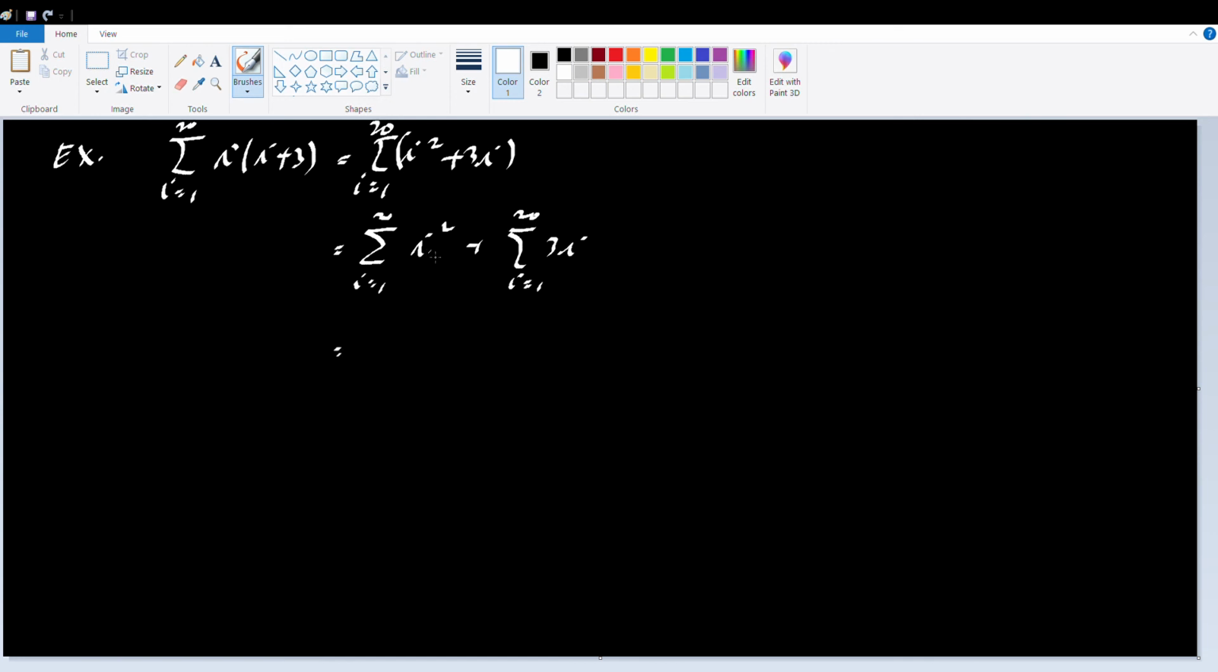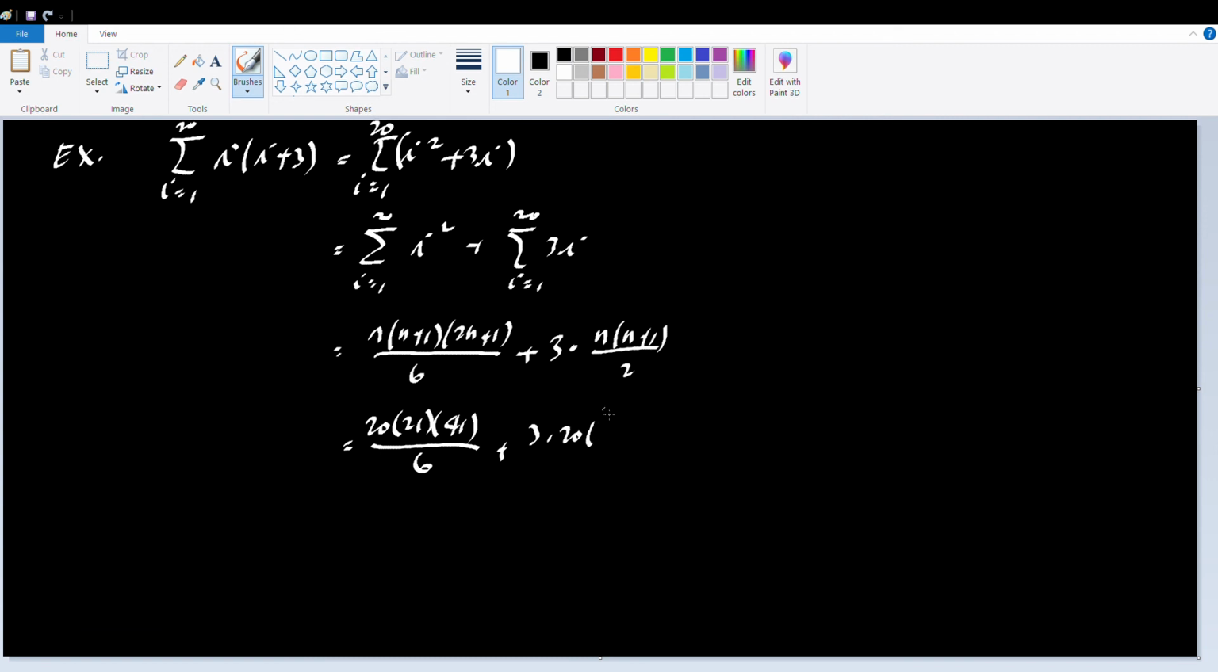Okay, what is our formula for the summation of i squared? It will be n times (n plus 1) times (2n plus 1) all over 6, plus 3 is a constant and the sum of i is (n plus 1) over 2. Alright, so what is our n? Our n is 20. So 20 times (20 plus 1) or 21 times (2 times 20 plus 1), that will be 41, over 6. Okay, and then we have 3 times n is 20 times (20 plus 1) is 21, all over 2. And that should give us 3,500. Okay?